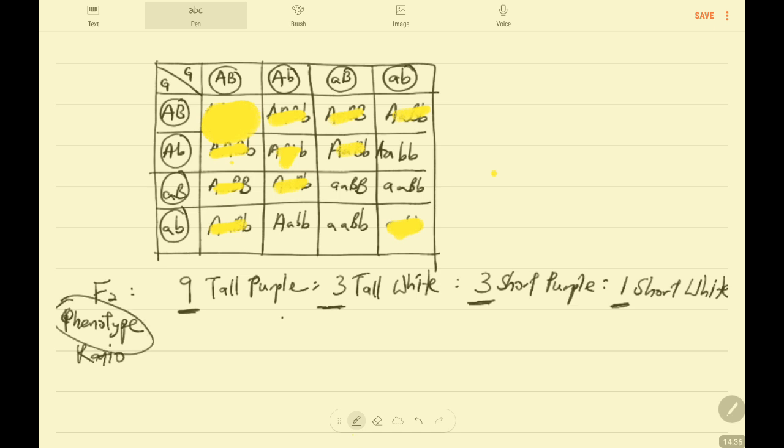What about the genotype ratio? Genotype ratio, usually we do not state it, because it's too much. Like how many of them are big A, big A, big B, big B, how many of them are big A, big B, small b. So we usually don't say that.